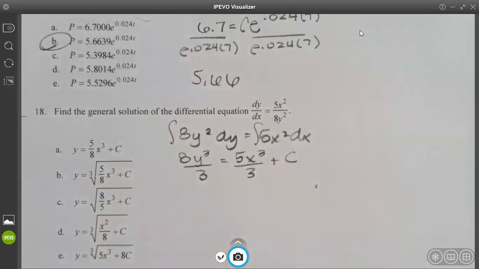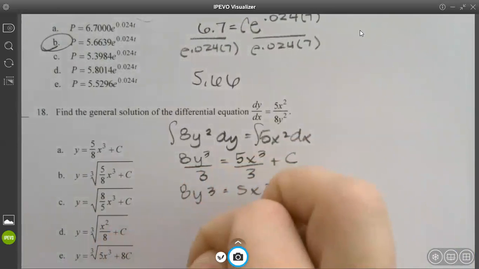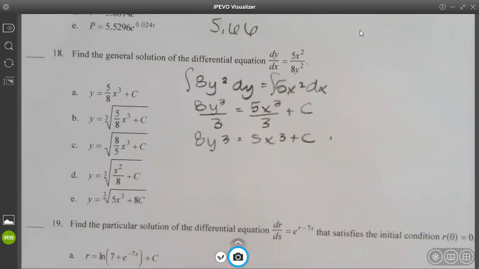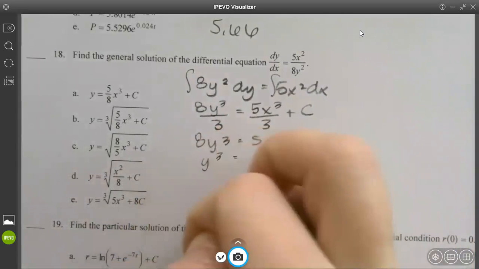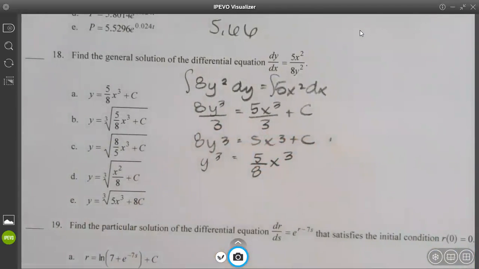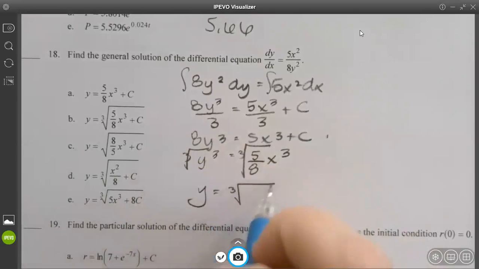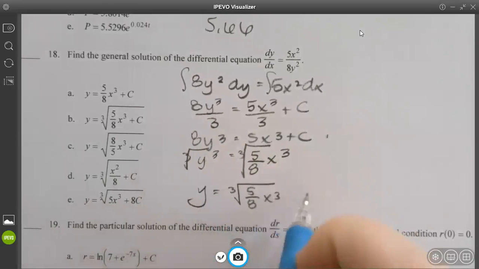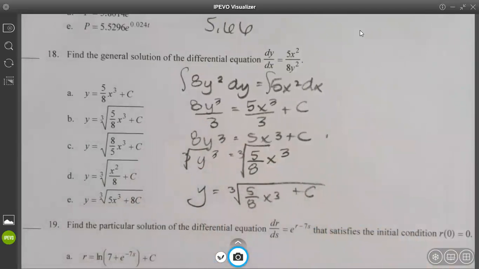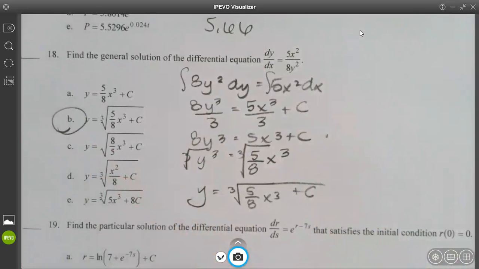plus c. Don't like having fractions, so I'm gonna multiply both of them by 3, which just cancels it out. So the good thing is both of them were divided by 3. Now I need to solve for y. How do I do that? Divide by 8. And then, so I get y equals the cube root of 5 over 8 x cubed, and then I have the plus c. And which one is it? That's it. So it looked crazy, but it was really not bad at all.